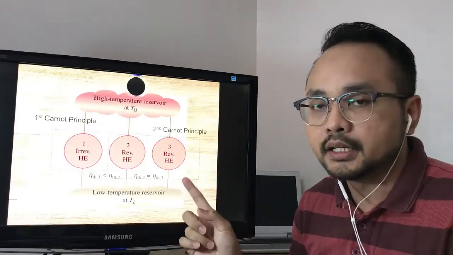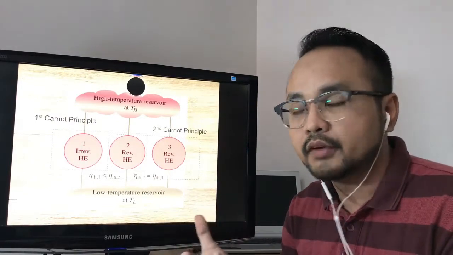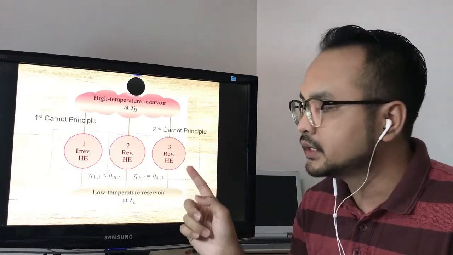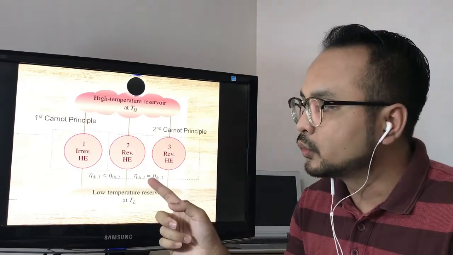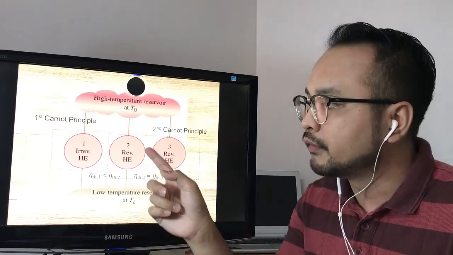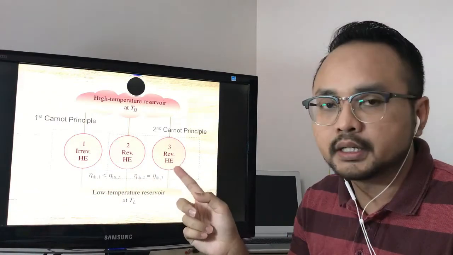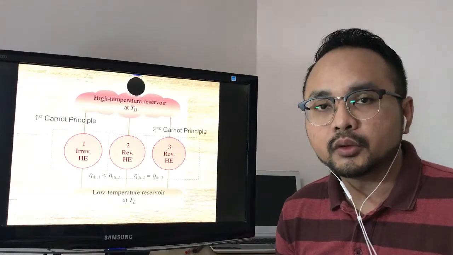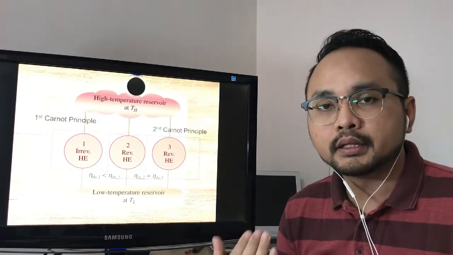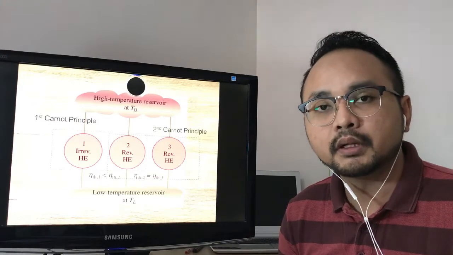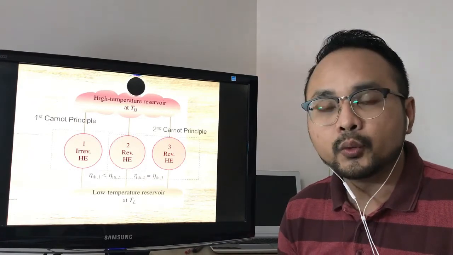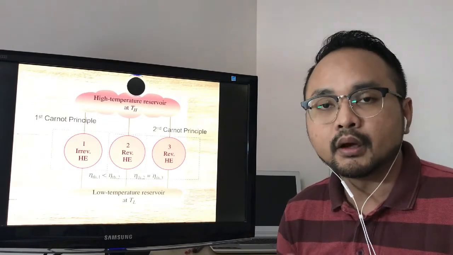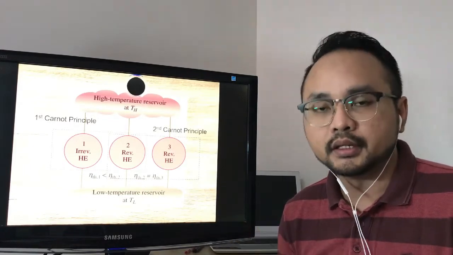Next, we have another heat engine, and we measure its efficiency, and it is identified that the efficiency is equal to the efficiency of the reversible heat engine. So this heat engine is a reversible heat engine. So we can conclude that in order to identify whether a heat engine is reversible or irreversible, we can identify it through its efficiency, by comparing with the efficiency of the reversible heat engine.